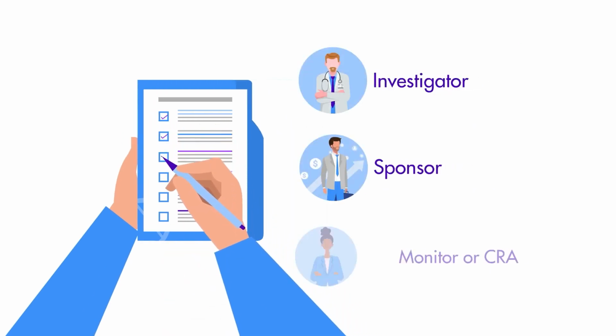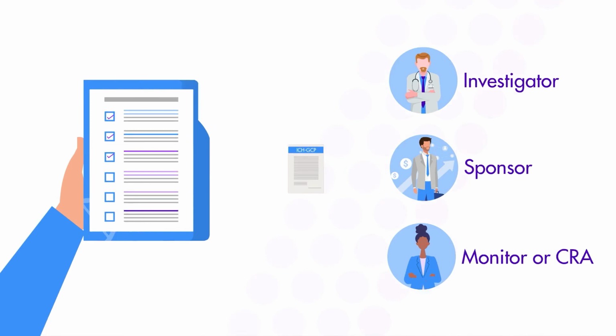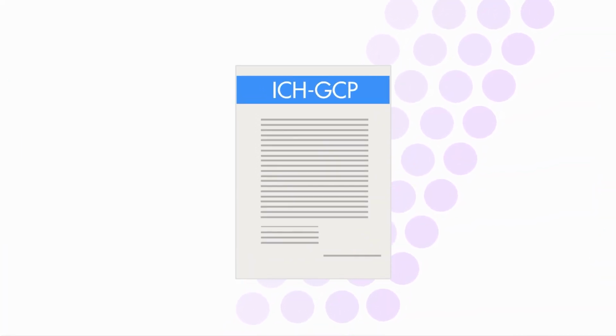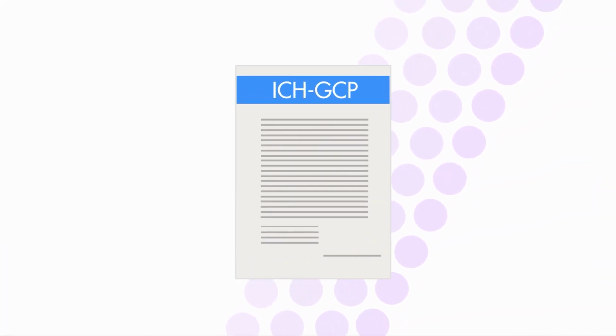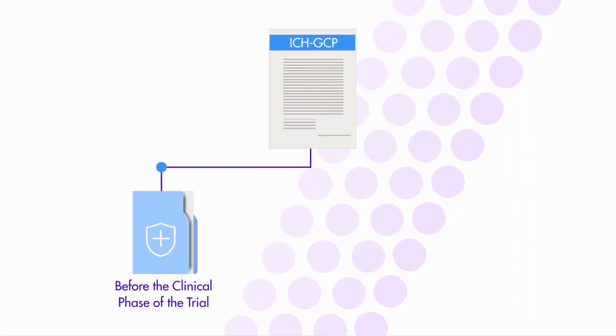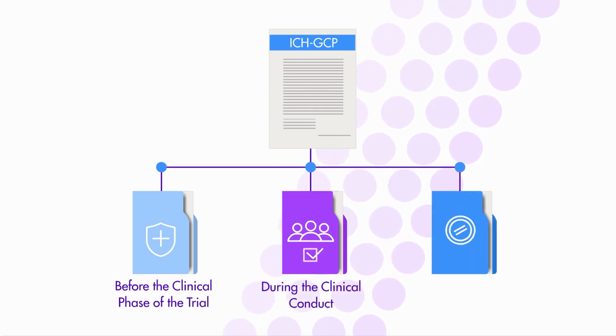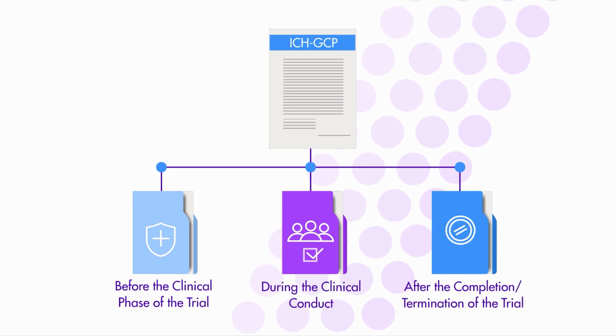In clinical research, essential documents refer to regulatory documents that serve to demonstrate the compliance of the investigator, sponsor, and monitor with the standards of good clinical practice and with all applicable regulatory requirements. ICH GCP groups essential documents into 3 sections based on when they are created: those before the clinical phase of the trial, those during the clinical conduct, and those after the completion or termination of the trial.